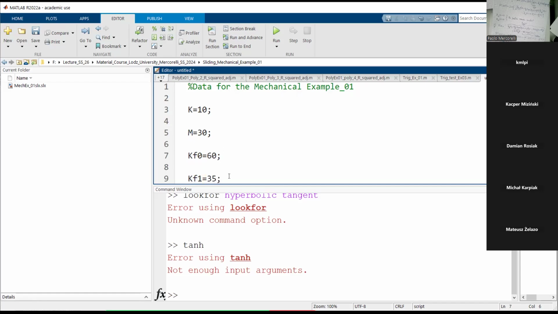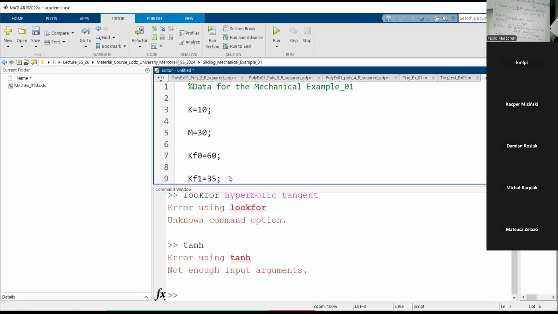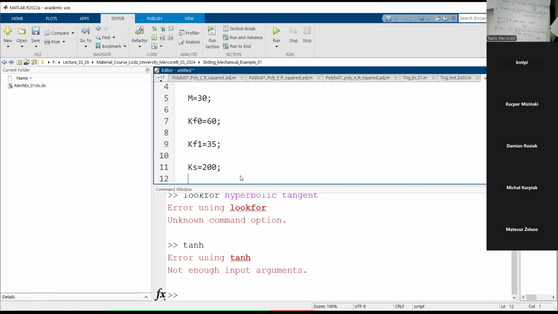Take 60, it's okay. Then what do we have? KS, 200. Then we have eta. Let me see, very large, just to start. I think we have everything now, more or less.